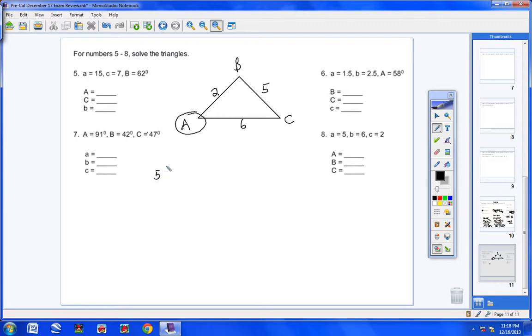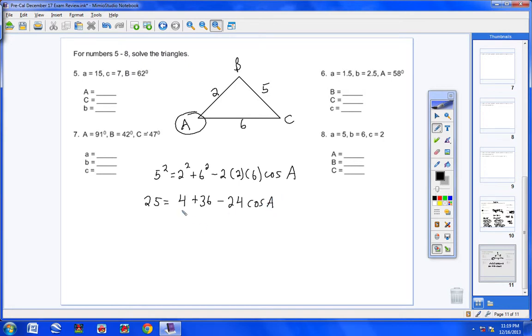So what you would put is 5 squared equals 2 squared plus 6 squared minus 2 times 2 times 6 times cosine of angle A, since 5 is across from A. Now be really careful with your work here, okay? Watch what I do. 5 times 5 is 25, 2 times 2 is 4, 6 times 6 is 36, okay? And now, negative 2 times 2 times 6 would be negative 24 cosine A.